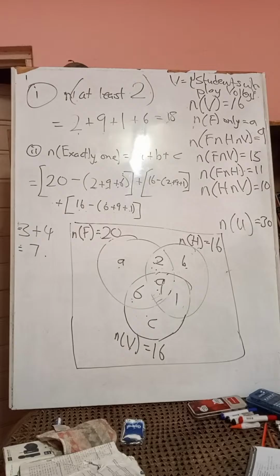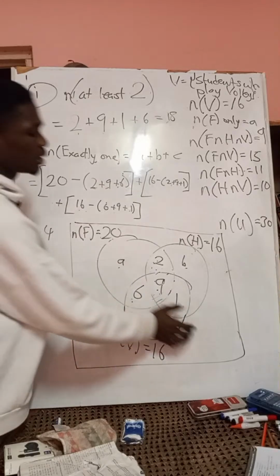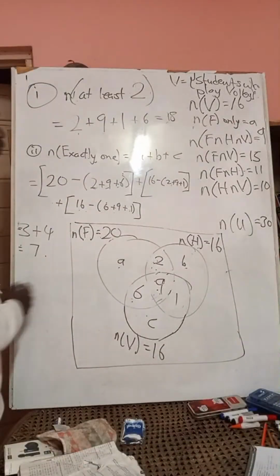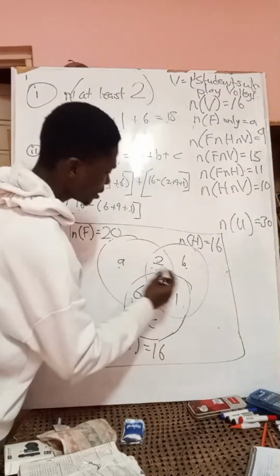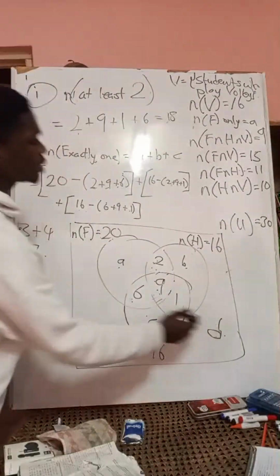Next question. We are done with exactly 1. What is the probability that a student chosen at random from the class does not play any of the 3 games? Doesn't study any of these 3 games? So now, if a student doesn't study any of these 3 games, it means the student will be here. So we have to represent a variable here as well. Maybe A, B, C. Here will be D, region D.